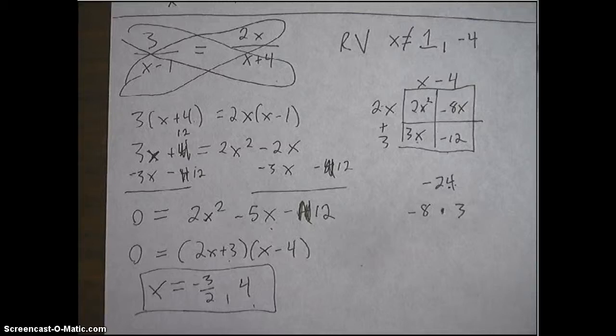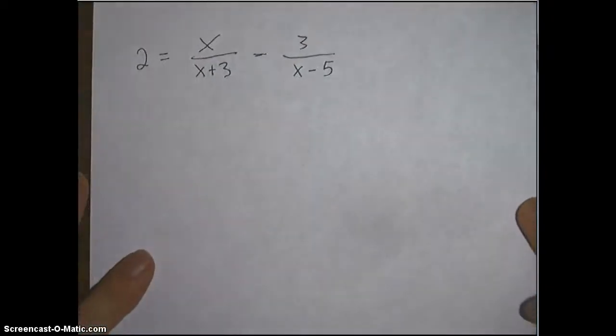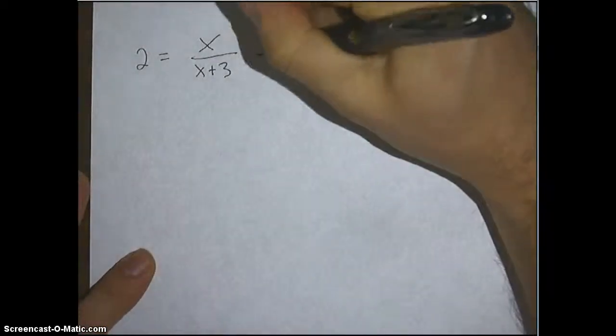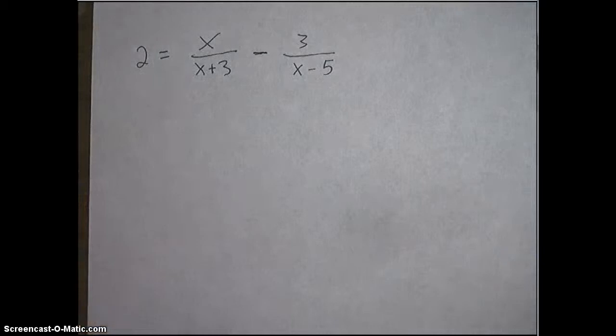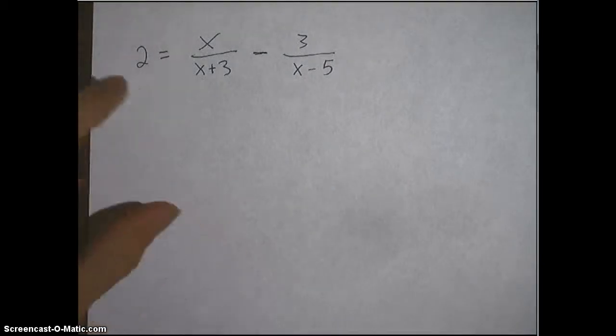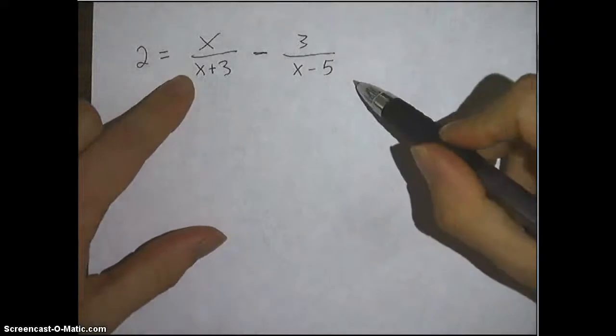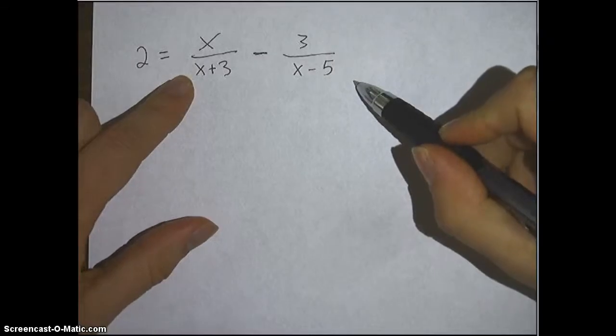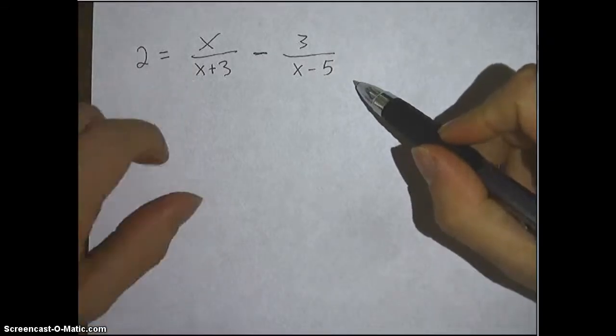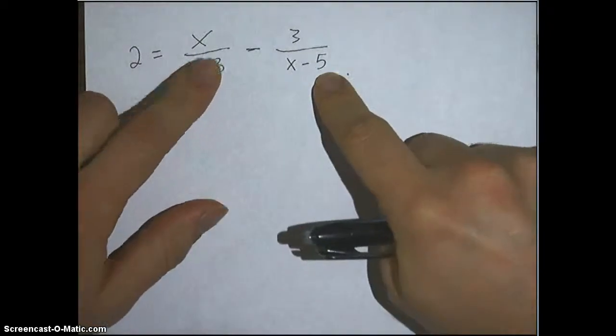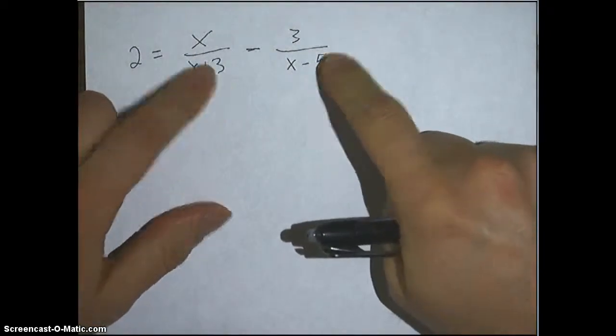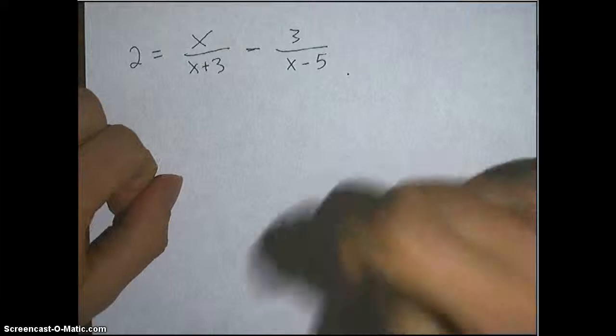I want to show you one more. It's kind of challenging. And that'll be it. So let me get that for you. Here it is. There are two options for solving this problem. To get the x by itself, you can either multiply both sides by the least common denominator, or you can combine these two fractions by finding the common denominator and simplifying from there and cross-multiplying.